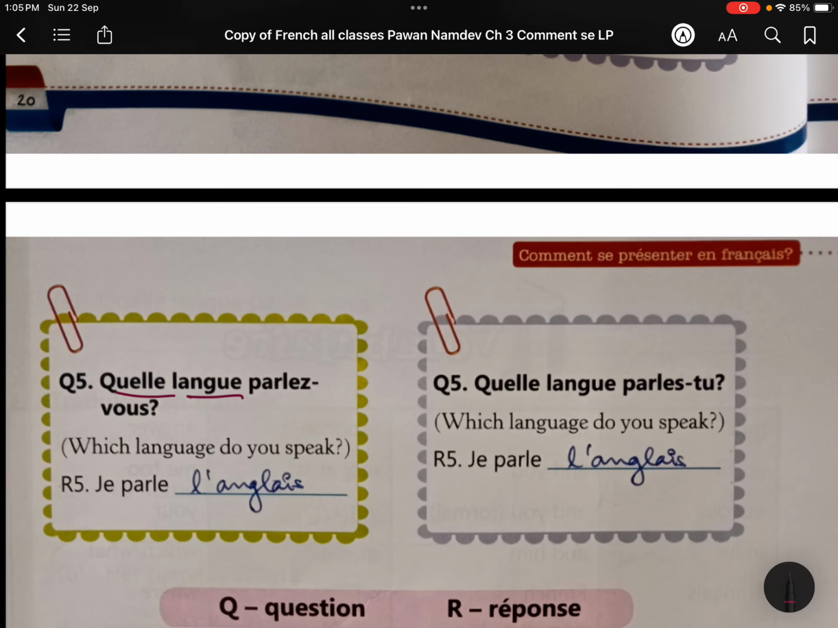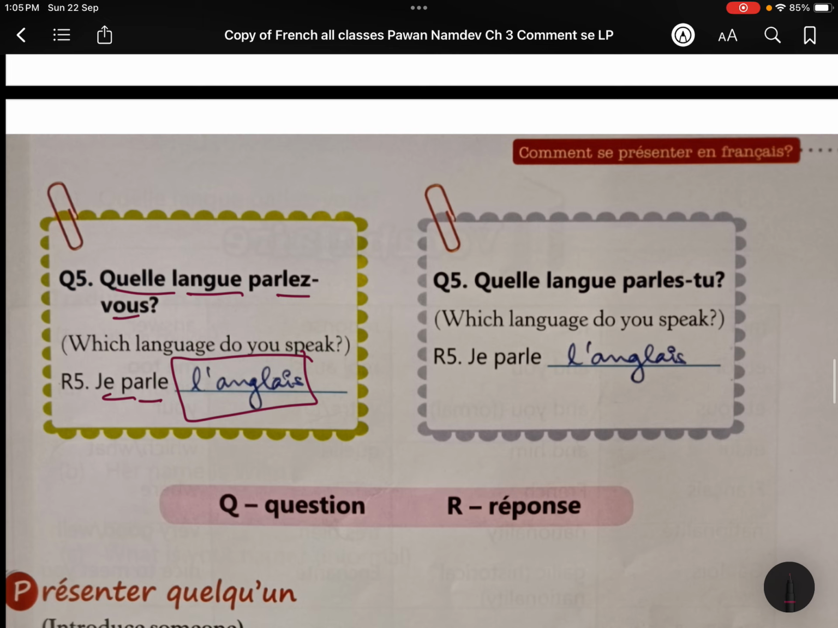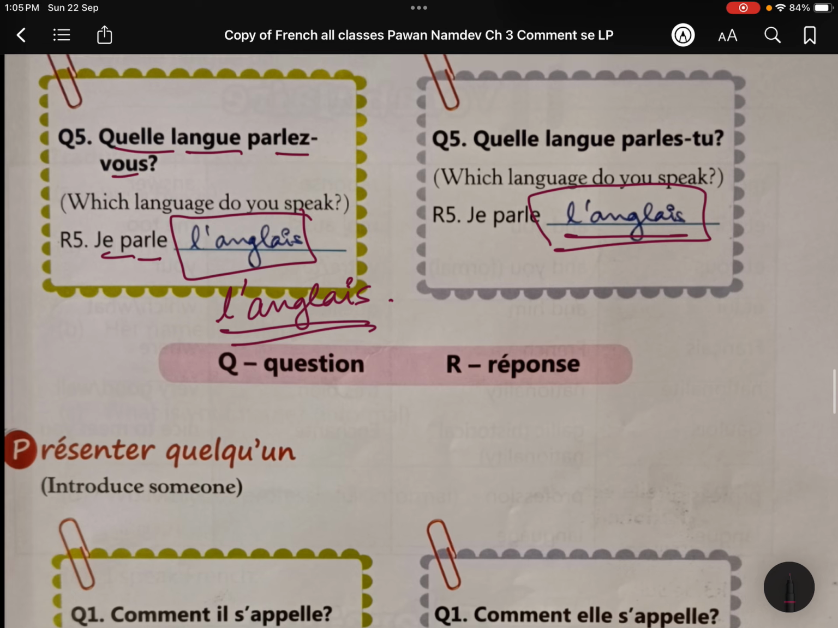Quelle langue parlez-vous? Which language do you speak? I speak English. Je parle l'anglais. I speak English. Same answer. Je parle anglais. I speak. Anglais means English.